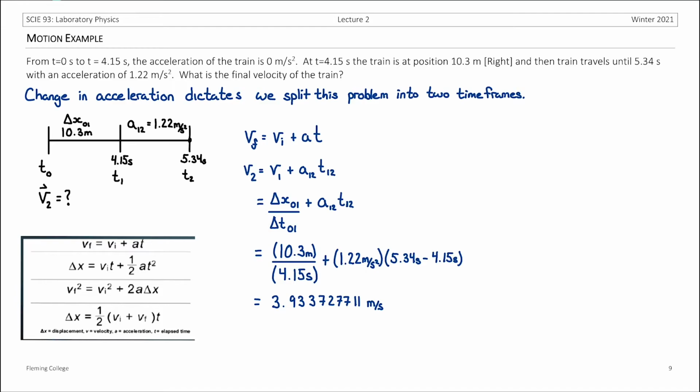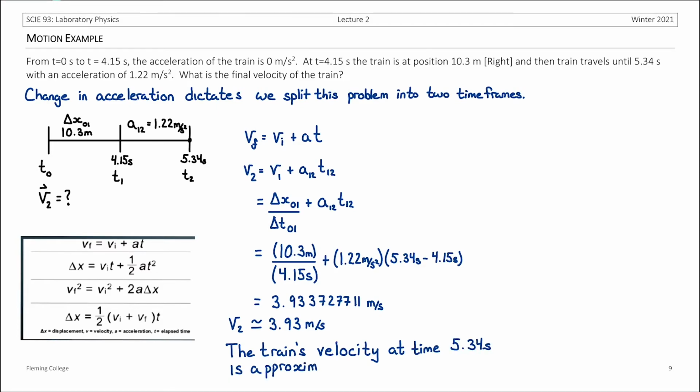Now it's time to consider our input values and significant digits. With the exception of the zeros, all other values were given with 3 significant digits. It is safe to assume here that our answer should include 3 significant digits. And we can state that the train's velocity at time 5.34 seconds is approximately 3.93 meters per second, right.